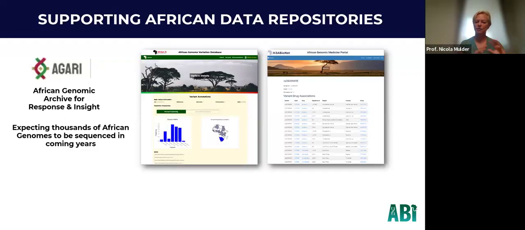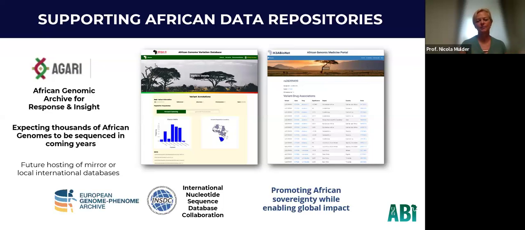We're also expecting a number of projects coming up, where we're expecting thousands of African genomes to be sequenced in the coming years. This is big data. We're talking petabytes of data that we need to be able to manage and analyze.